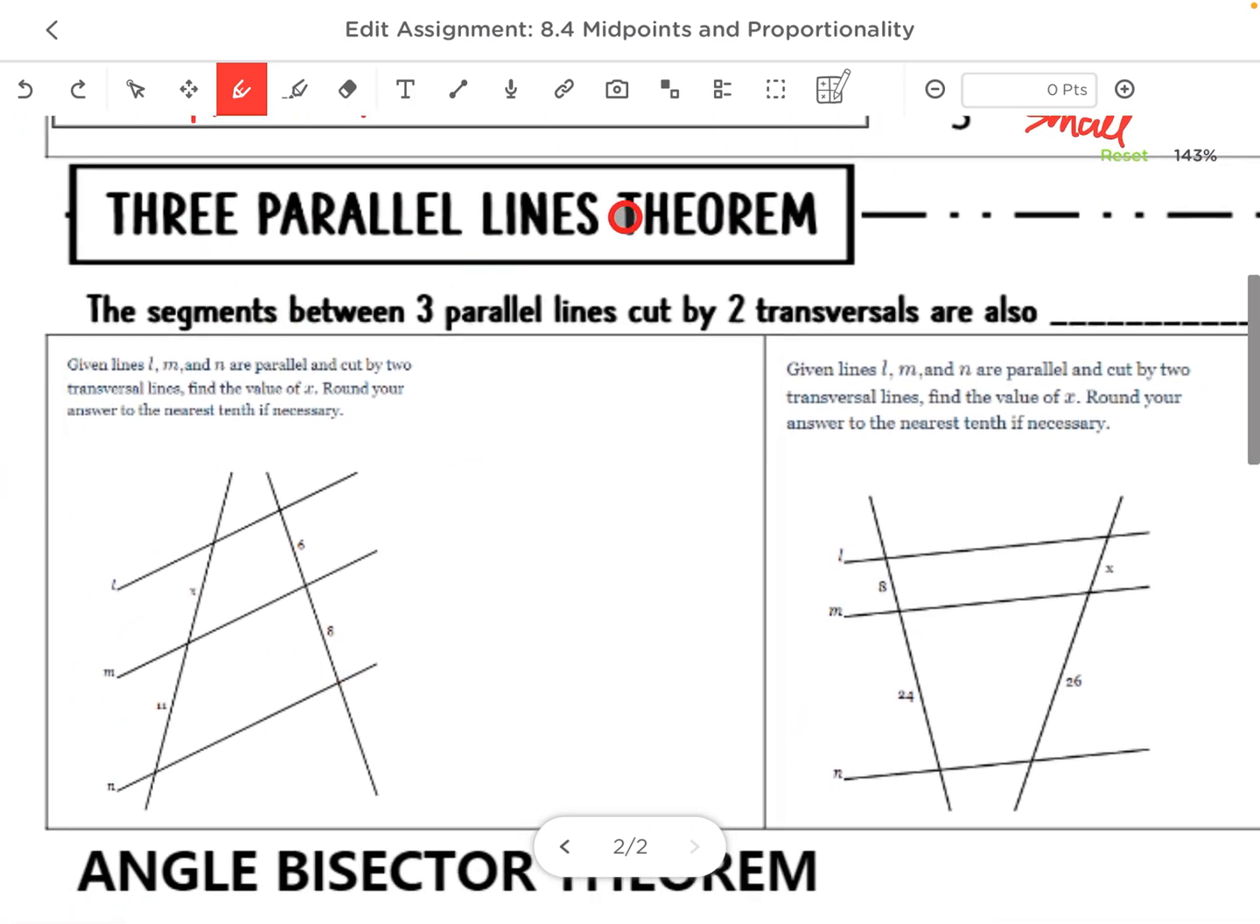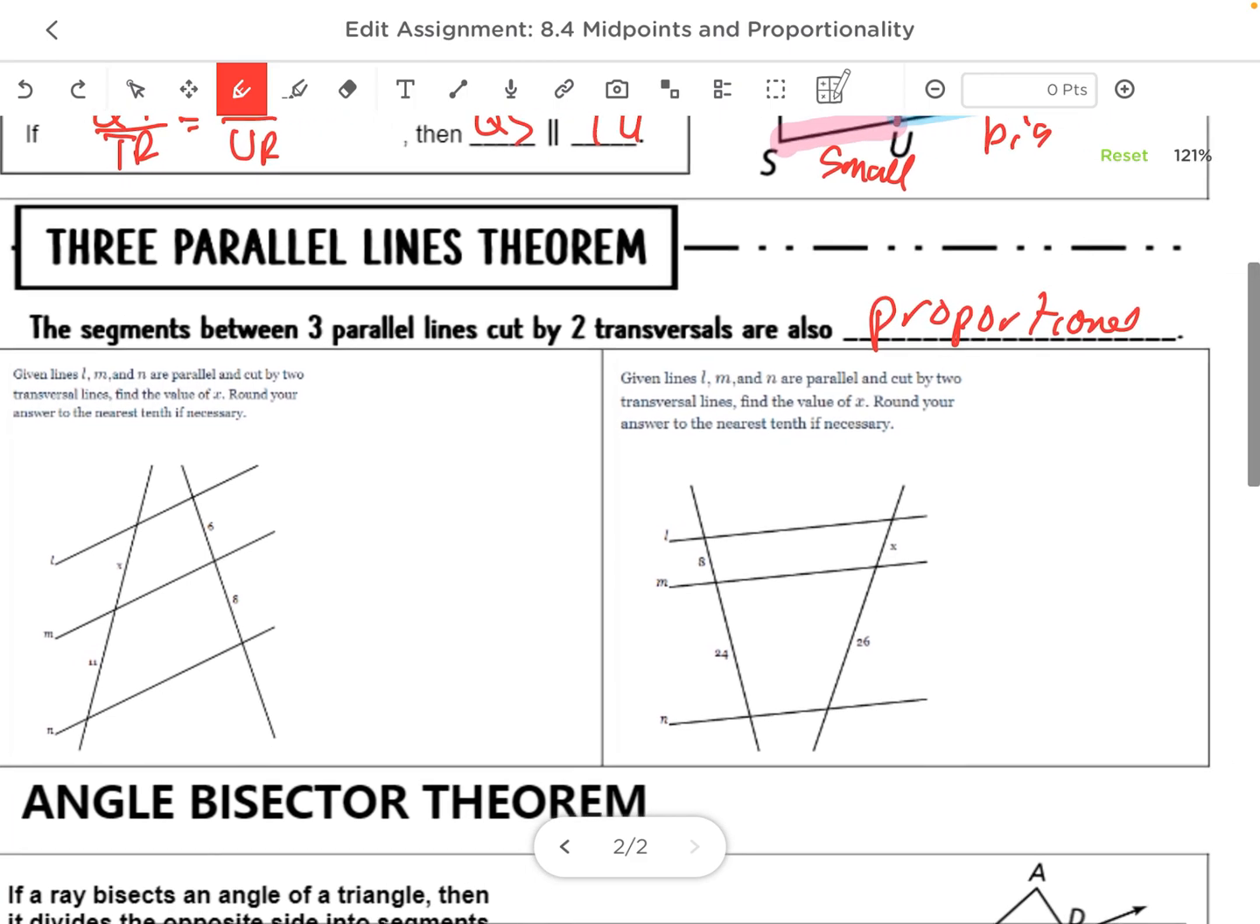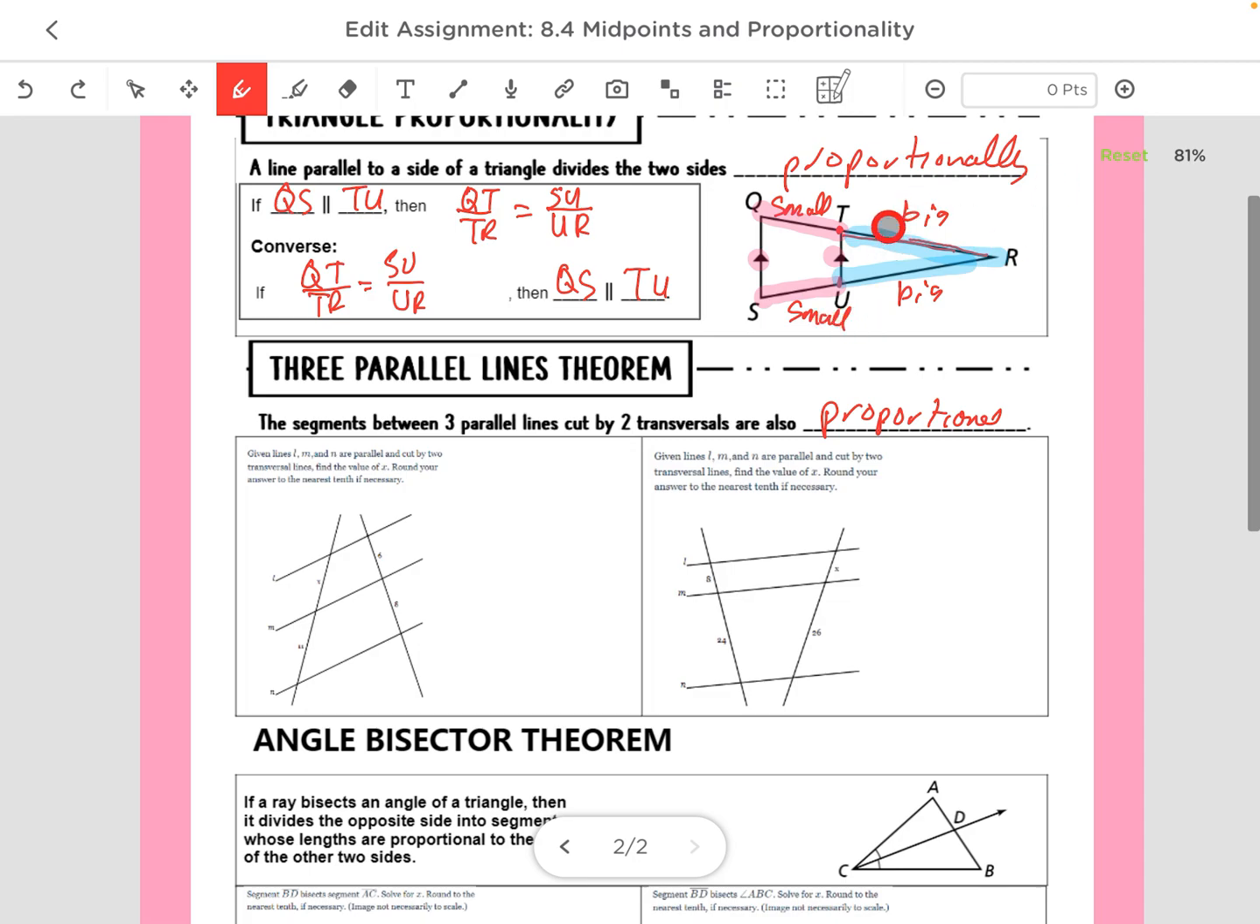Going with our 3 parallel lines theorem, similarly, if 3 segments are parallel, so this, this, and this, if all 3 of those are parallel, those are also proportional. Okay, so we're going to think the same way as we just did right over here. So keeping that in mind, let's look over here.